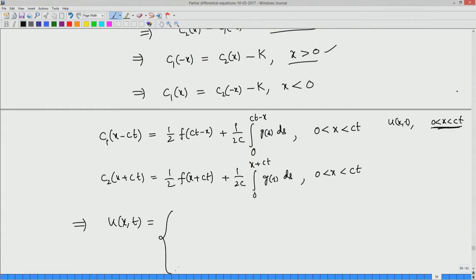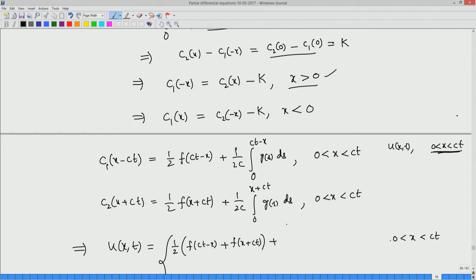when x is between 0 and Ct, you have this summation, that summation is half of f of Ct minus x plus f of x plus Ct, and now this one you can simply add together, and of course C1 I have a minus k.